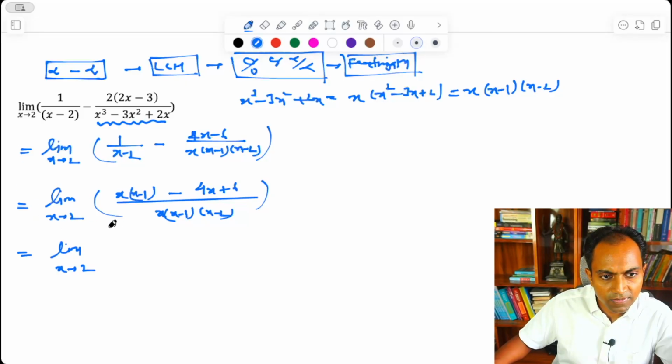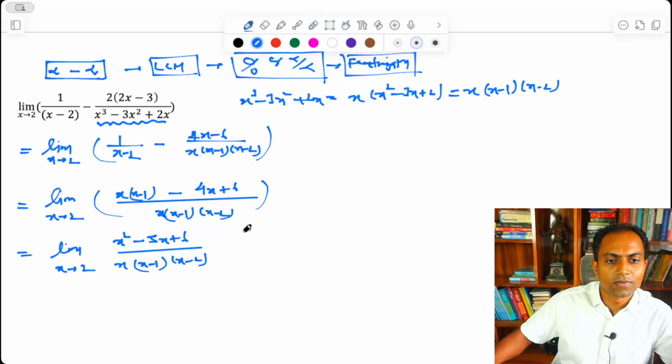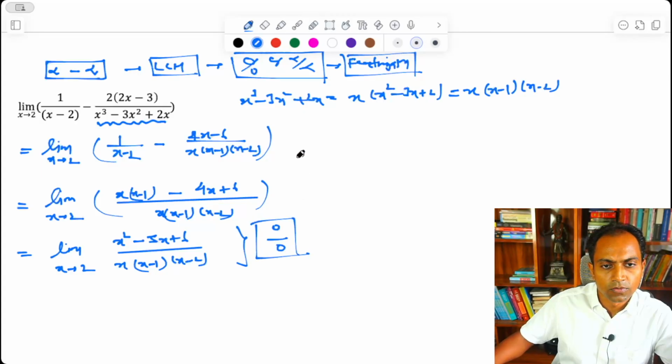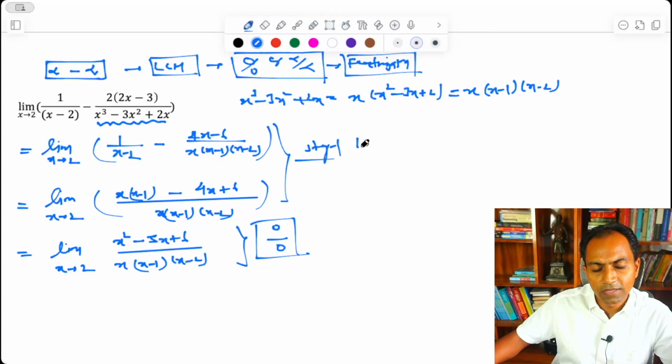So what I have done is I have taken LCM. If I simplify, this becomes x square minus 5x plus 6, and then x into x minus 1 into x minus 2. See, now here you can check. By putting the limits, it will become 0 by 0 form. So this was my step 1. I have taken LCM. As a result, in my step 2, it has converted into this form.